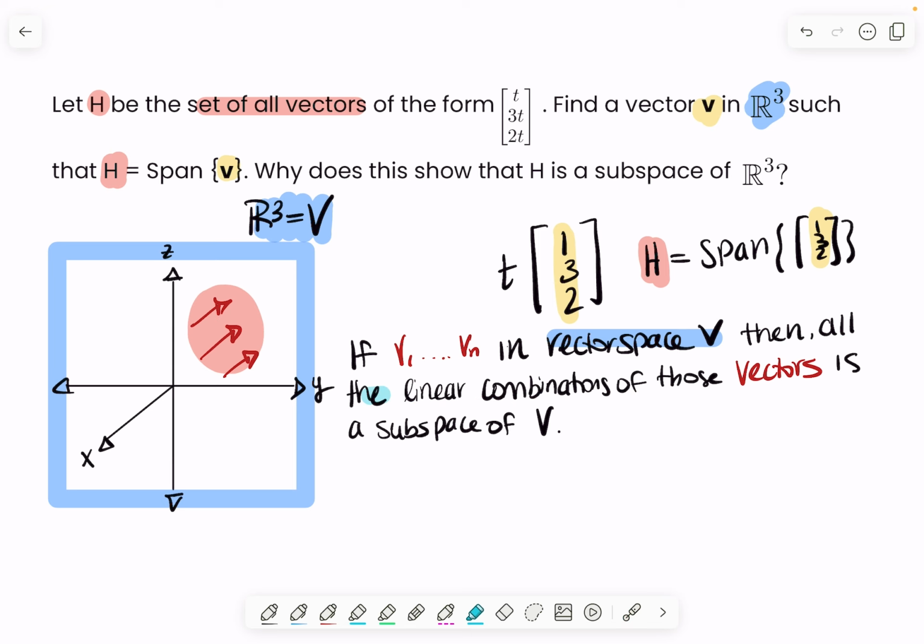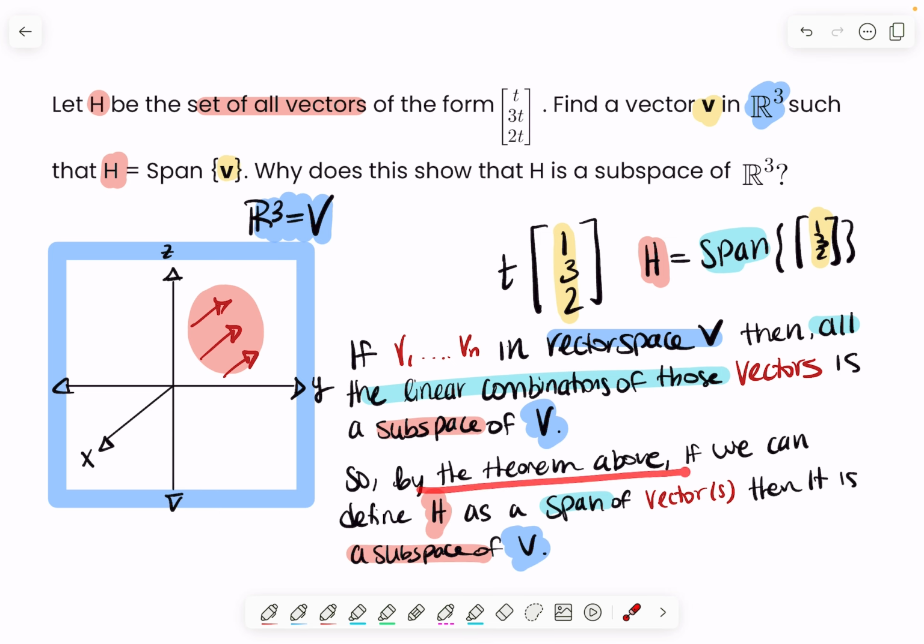So what's another word for all of the linear combinations? Span. So that's where the span comes from. So obviously I don't know what H actually looks like, so it's not like it's a circle. It's just for an example, but that's the idea. So by the theorem above, if we can define H as a span of vector or vectors, then it is a subspace of V.